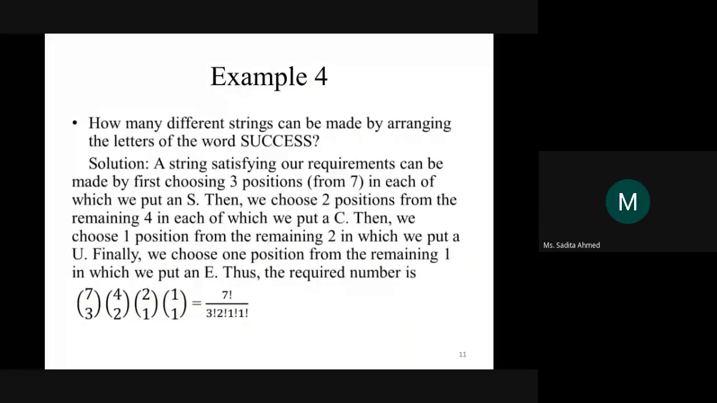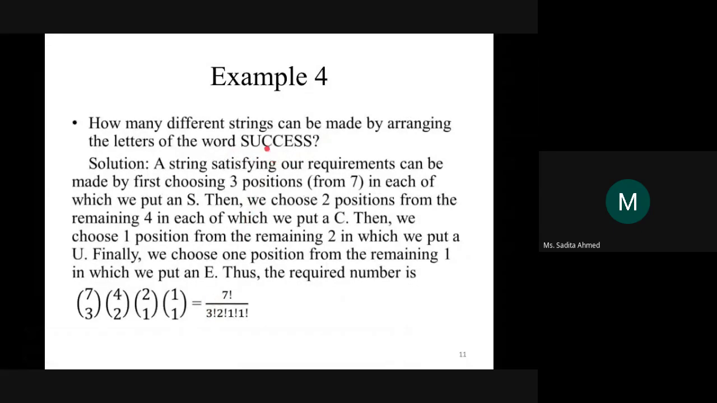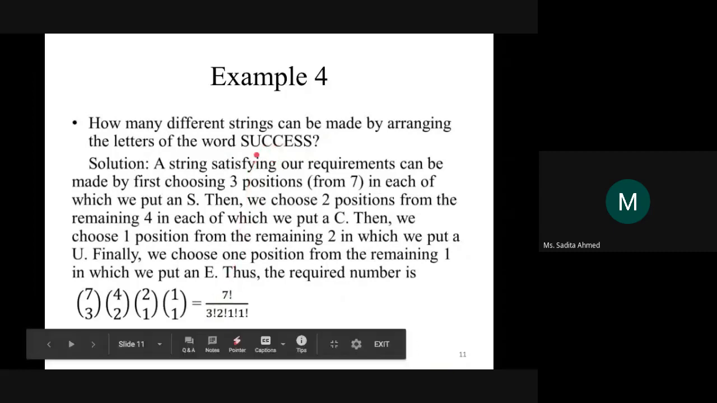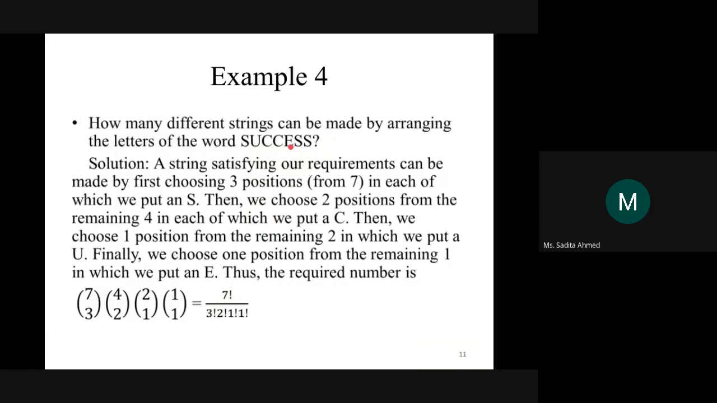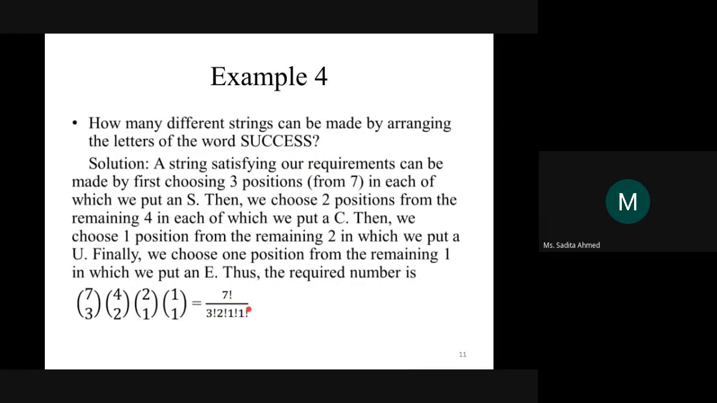So the first object is repeated 3 times. 3 factorial. The second object is repeated 2 times. 2 factorial. The third object once, 1 factorial. Finally, 1 occurrence of the fourth object, 1 factorial. All right? So that is the format.